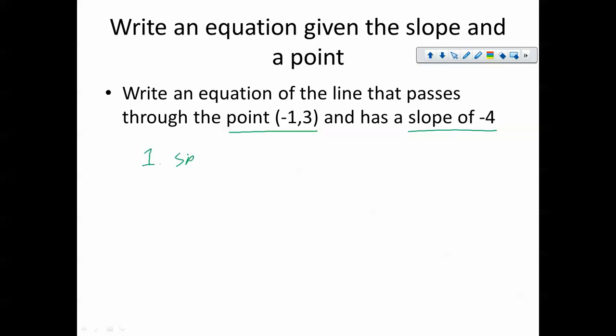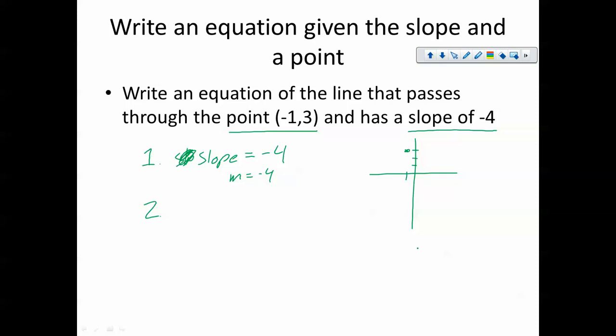The slope equals -4. We know that already, so our m equals -4. Now the thing we don't know is the y-intercept. This point is not the y-intercept. If we were to get a visual of that, this point is right there. Definitely not the y-intercept. It's not crossing the y-axis right there.